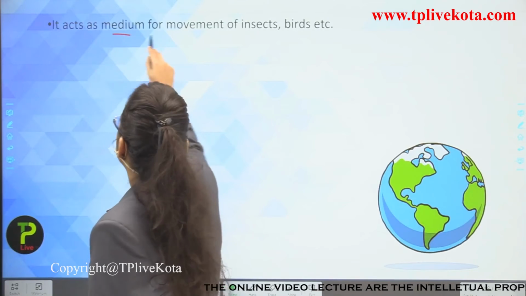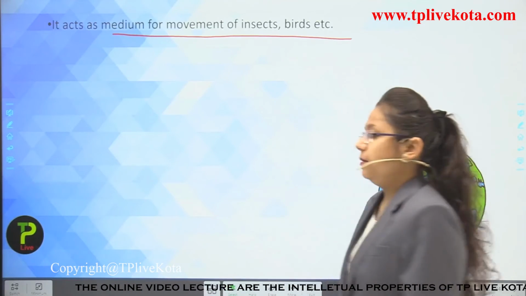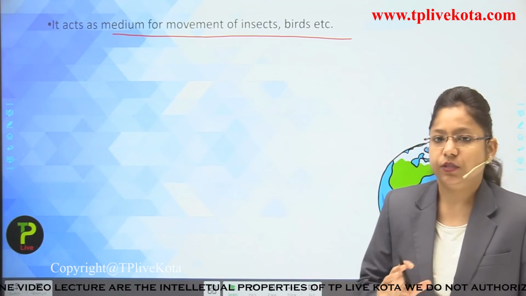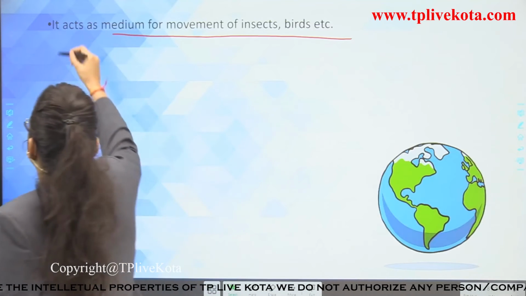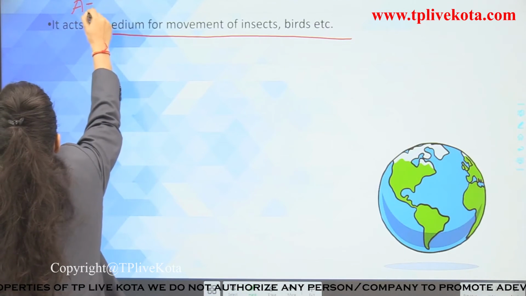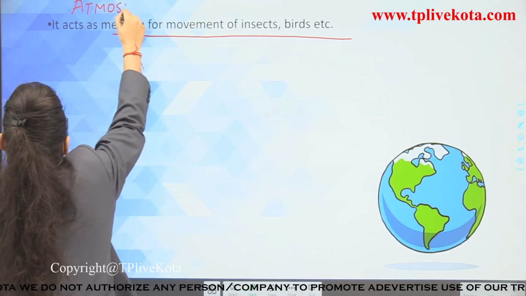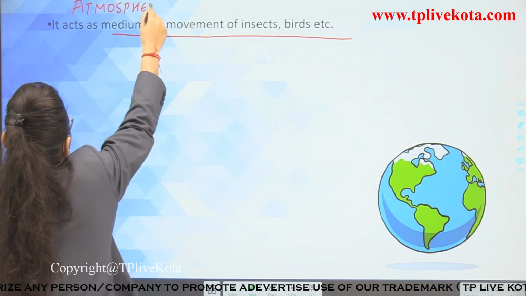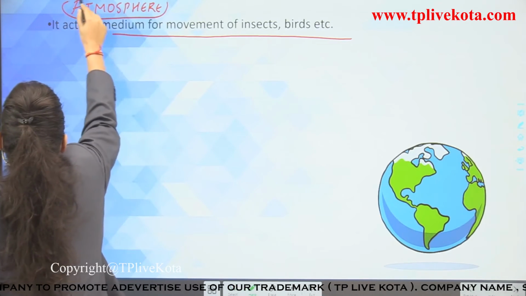Now it acts as a medium for movement of insects and birds. So if we talk about air, this is just the explanation of air, why we are using the word air or the atmosphere. These are just a few points which are related to it, and they are important to understand.